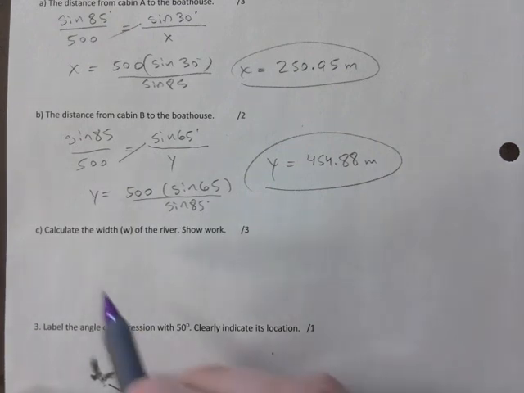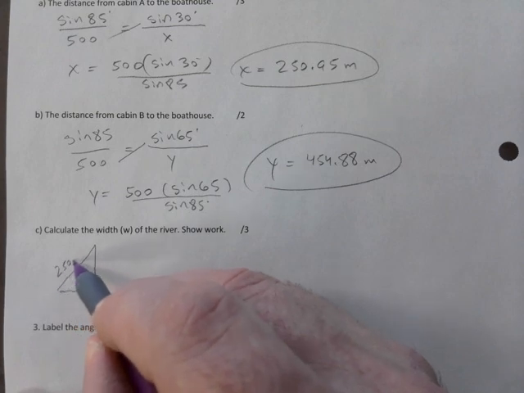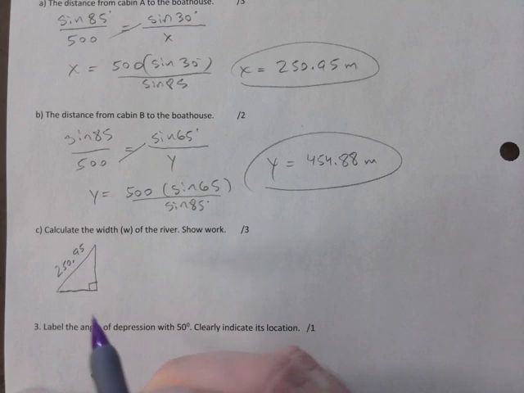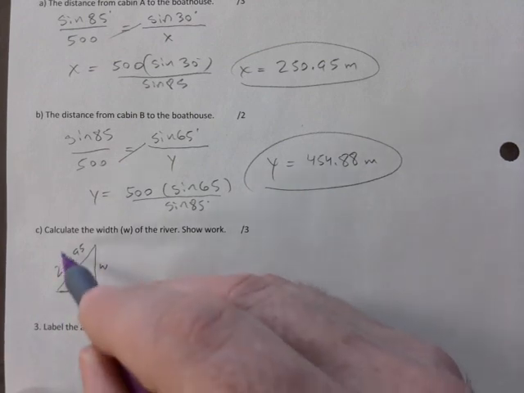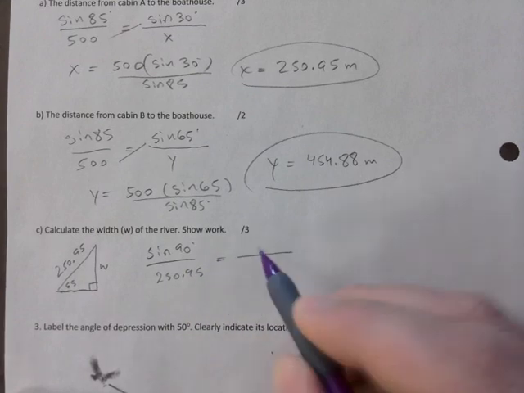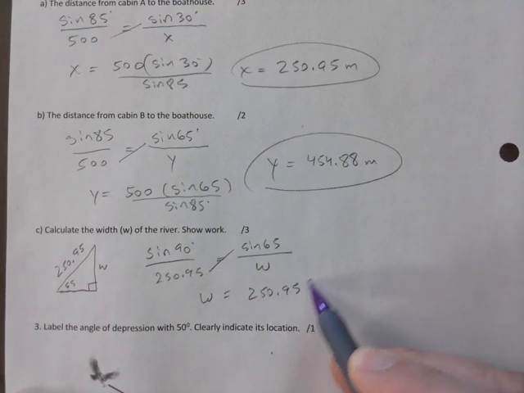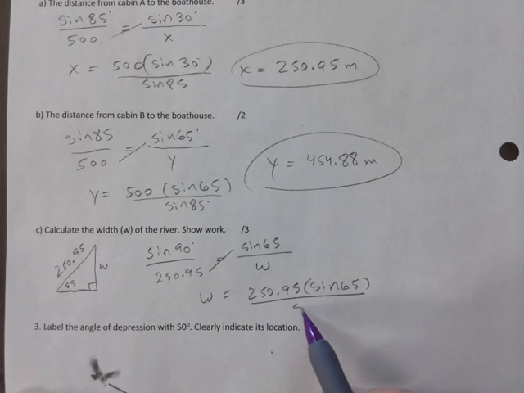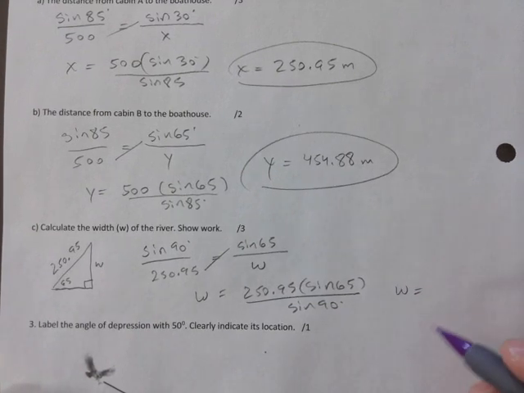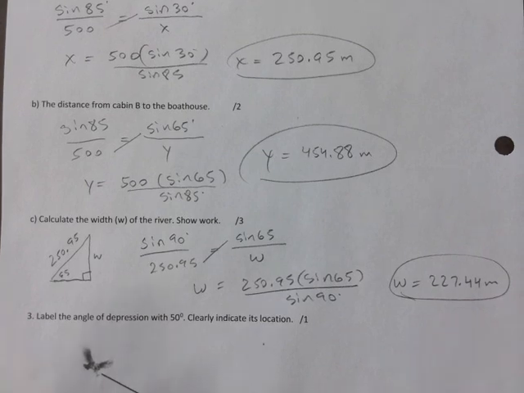Calculate the width of the river. It doesn't matter how you did it. If you took that side, this is 250.95 there. And this angle here is 65, right? So that will allow you to find the width. So you have your pair, sine of 90 over 250.95 is equal to sine of 65 over W. W is cross multiply, right? 250.95 times sine of 65 divided by sine of 90. And so W is 227.44 meters. Right, because sine 90 is 1. So it's the same. It's okay.